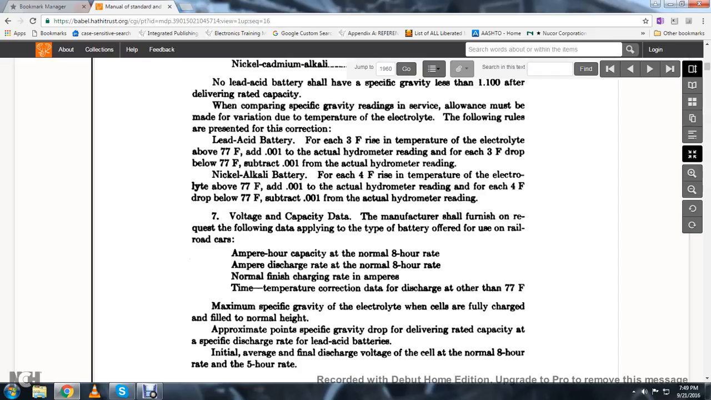7. Voltage and capacity data. The manufacturer shall furnish, upon request, the following data applying to the type of batteries offered with the railroad cars. Ampere-hour capacity at the normal 8-hour rate, ampere discharge rate at the normal 8 hours, and normal finishing charge rate in amperes. The time and temperature correction data for discharge at other than 77 degrees Fahrenheit. Maximum specific gravity of electrolyte when the cells are fully charged or filled to normal height. Approximate point at which specific gravity drops when delivering rated capacity at the specified charge rate for lead acid batteries.